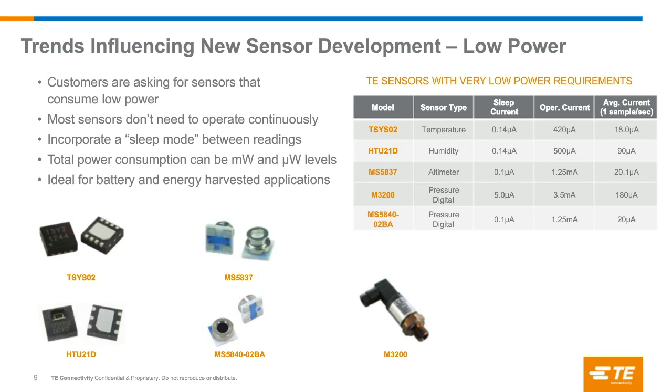Another area where low power is important is in energy harvested applications. There are not so many right now, but there are some areas where people are harvesting energy from the environment. And when they do harvest energy, it turns out that the amount of energy they get is not a lot.